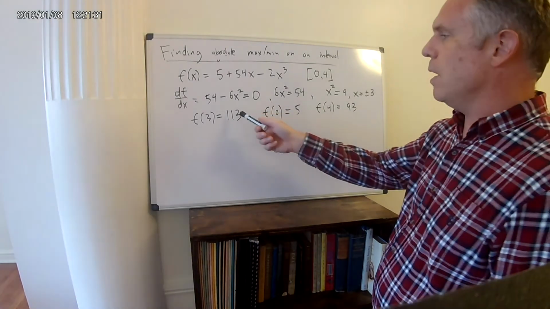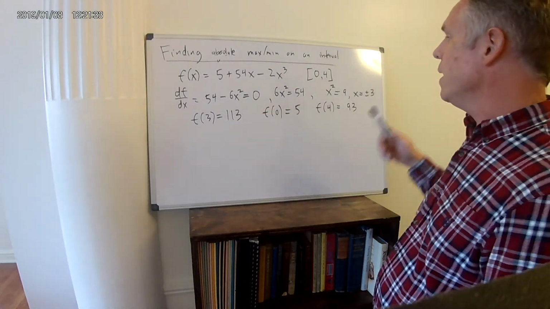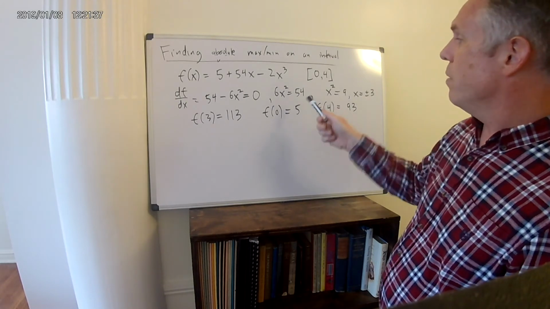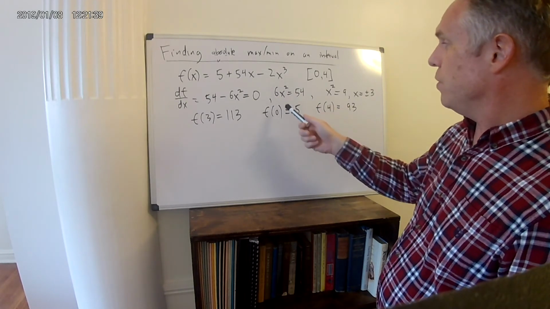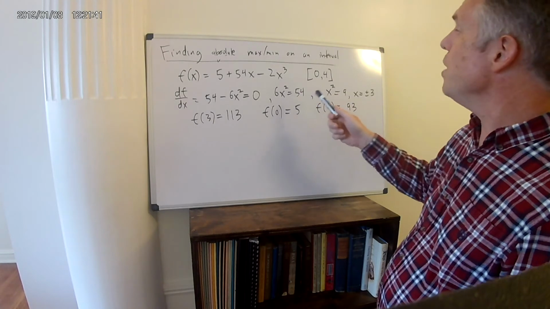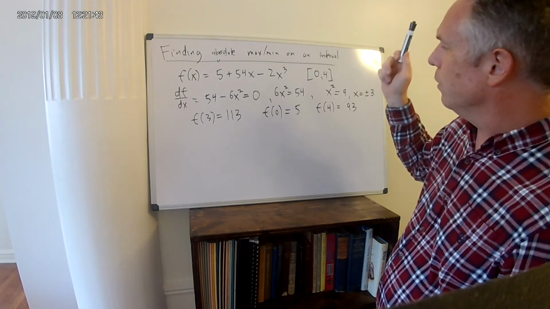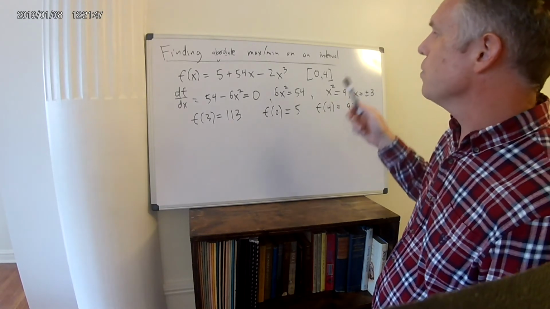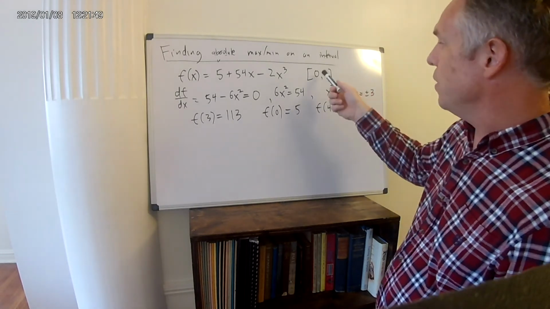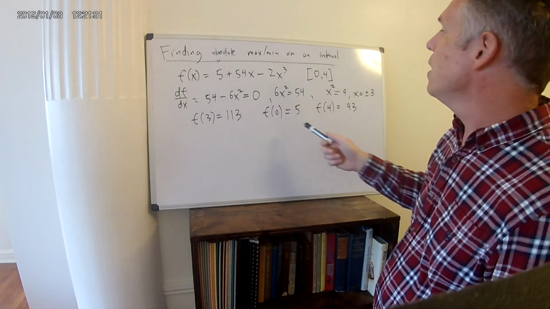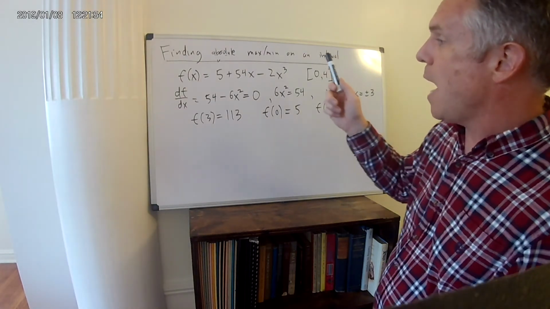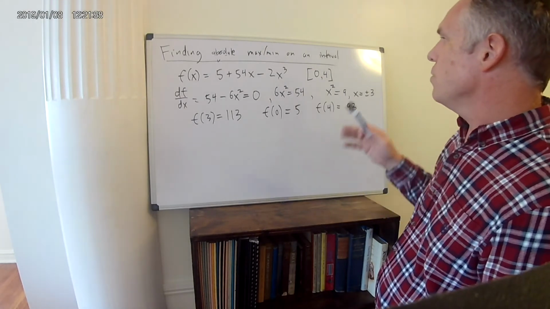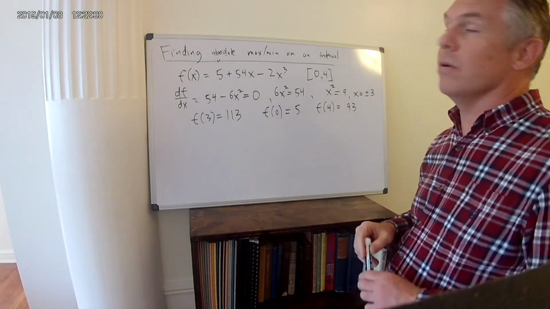And we know this is a local maximum. And then the local minimum occurs at x equals 0, of 5. So the local minimum occurs at the lower endpoint of this interval. The absolute minimum on this interval occurs at x equals 0. The absolute maximum occurs at x equals 3. Okay, and so we found our absolute maximum and minimum on this interval.